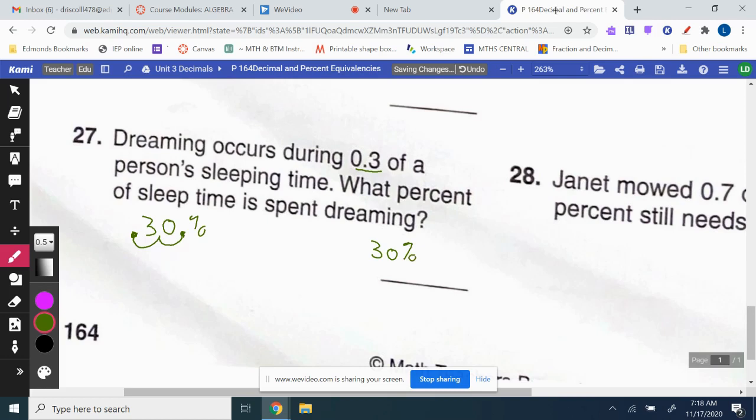Now, that's not labeled, so we can't have a naked number. 30% time dreaming. Because they want to know how much do we dream. 30% of the time we are dreaming.